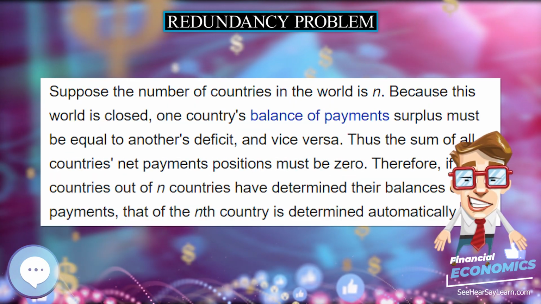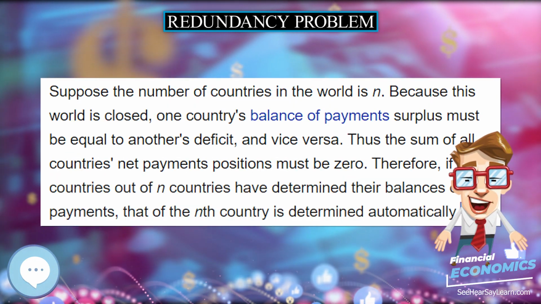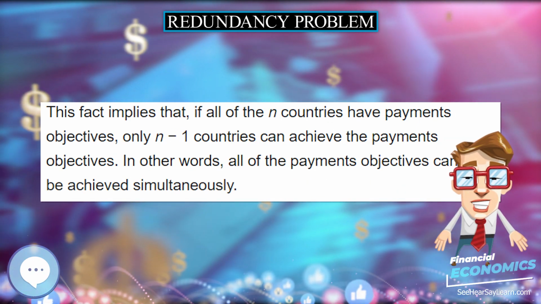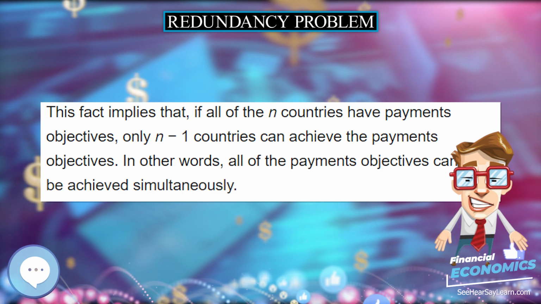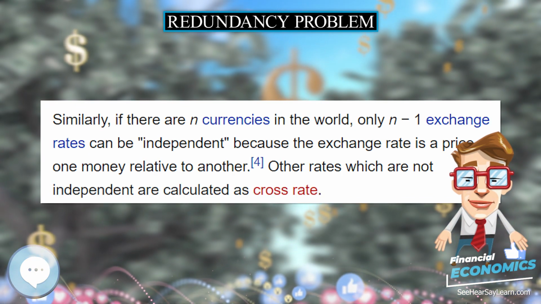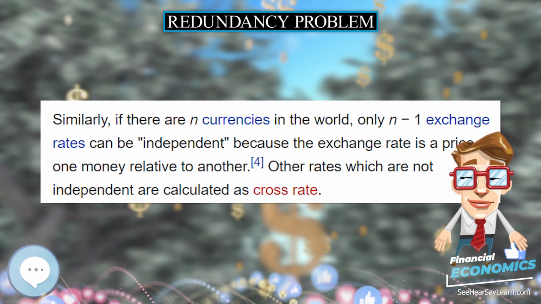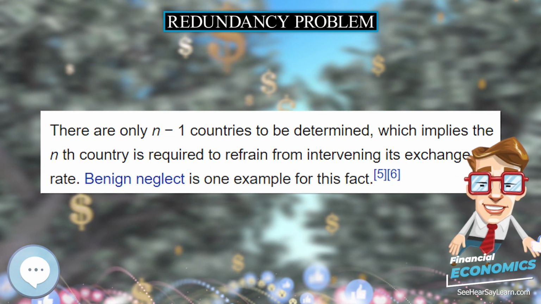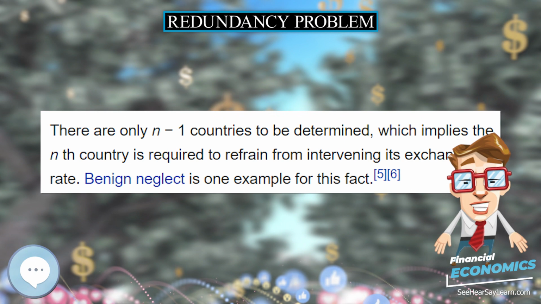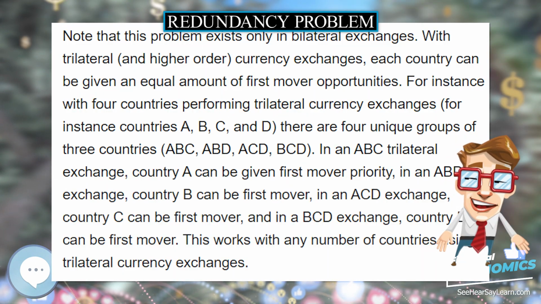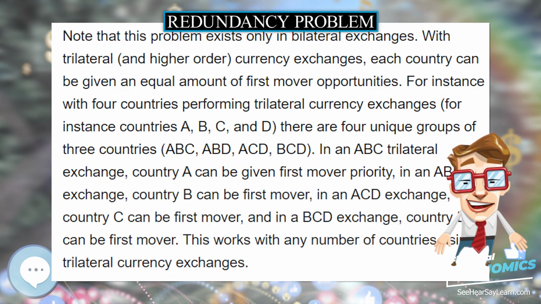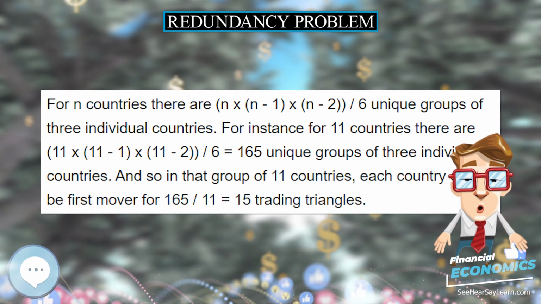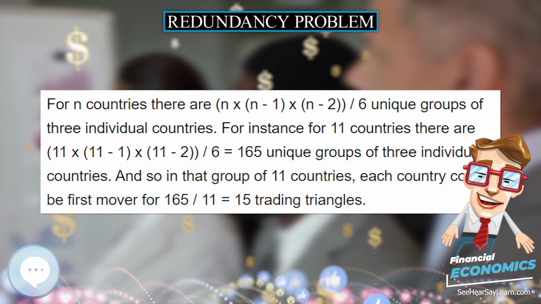Similarly, if there are n currencies in the world, only n-1 exchange rates can be independent because the exchange rate is a price of one money relative to another. Other rates which are not independent are calculated as cross rates. There are only n-1 countries to be determined, which implies the nth country is required to refrain from intervening in its exchange rate. Benign neglect is one example of this fact. Note that this problem exists only in bilateral exchanges.